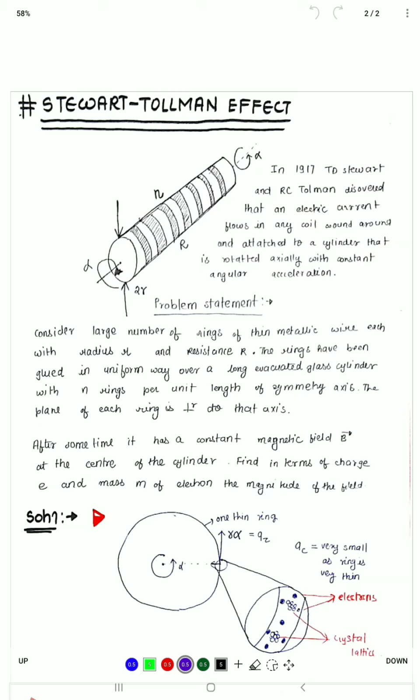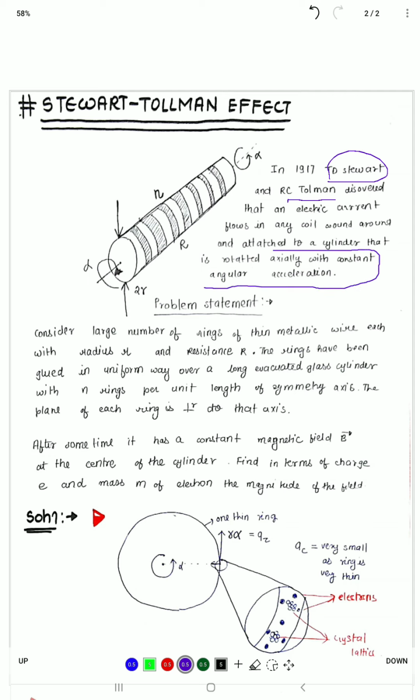It is given that in 1970 T.D. Stewart and R.C. Tolman discovered that an electric current flows in any coil wound around and attached to a cylinder that rotates with constant angular acceleration. A similar problem is given in Pathfinder, not exactly the same scenario, but a similar problem. Here we see a cylinder, a glass cylinder.